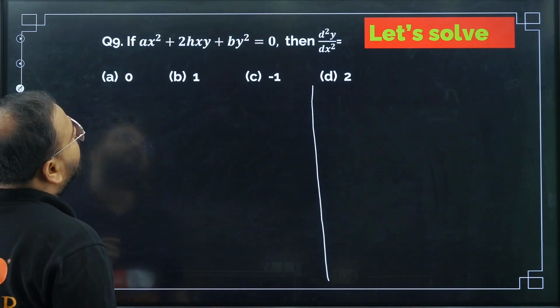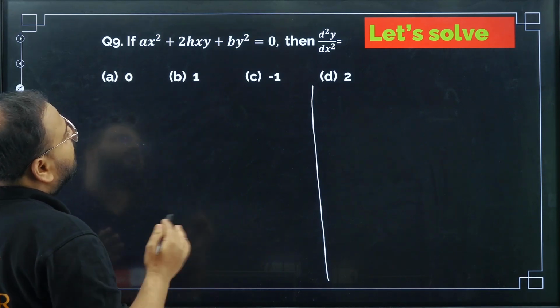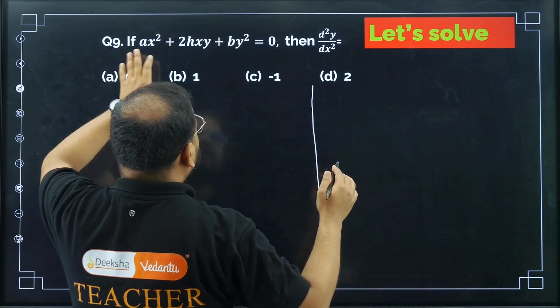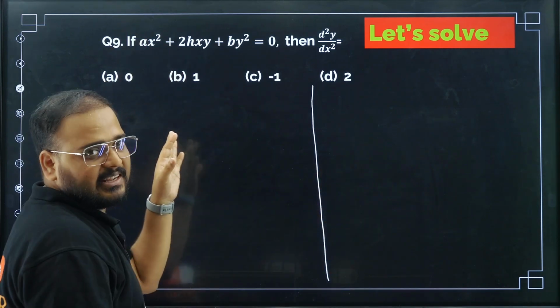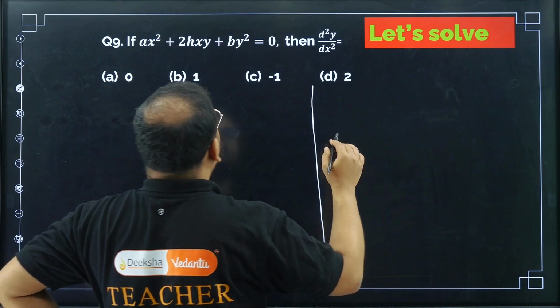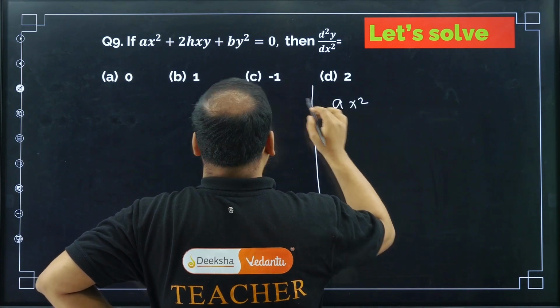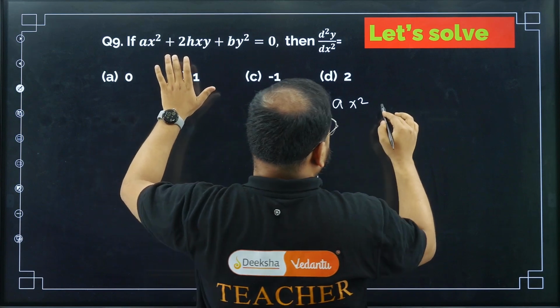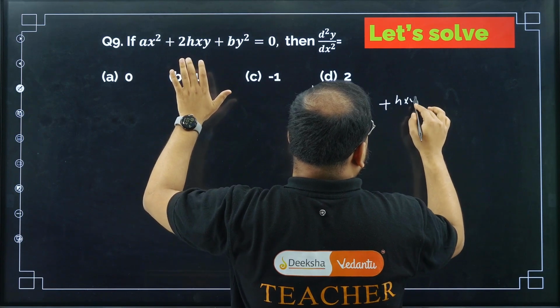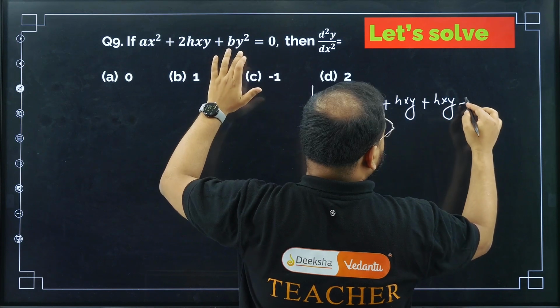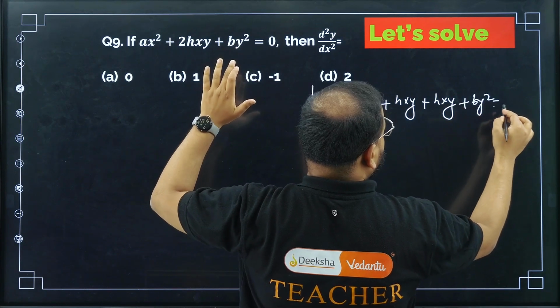First, we can rearrange to find some y and x terms. Let's see how we can do that. I can factorize it. So this will become ax square, I'm rewriting this whole thing, and this has hxy plus hxy I'm doing. And this is simply by square equals to 0.